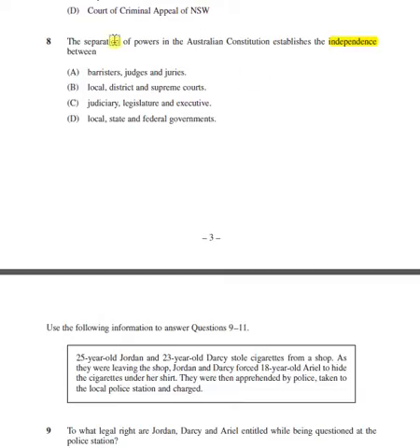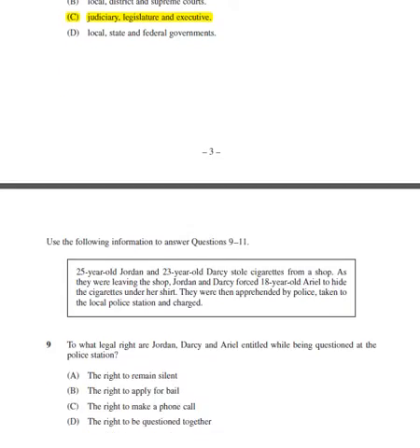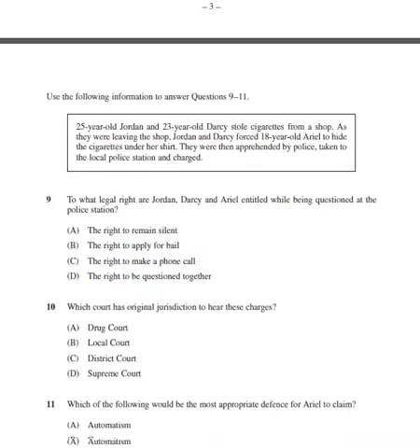You just have to know what your separation of powers are and what your division of powers are, and what the difference is. So you'll know that the answer is C, judiciary, legislative, and executive, and you should know what the functions of each of these are. And also a good thing to know is why they should remain independent, because that can come up in a human rights question.